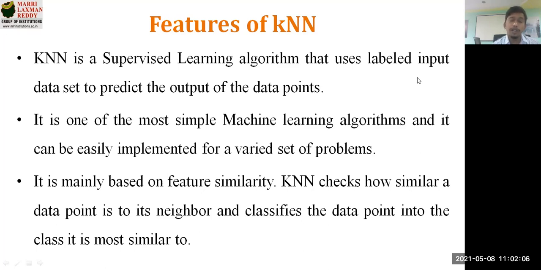So it is one of the simplest machine learning concepts, and it can be implemented for a varied set of problems. It is mainly based on a feature which is called the similarity problem. So the neighbors are identified based on the similarity measures. For that, we have various distance calculation metrics which we can learn in the upcoming sessions.